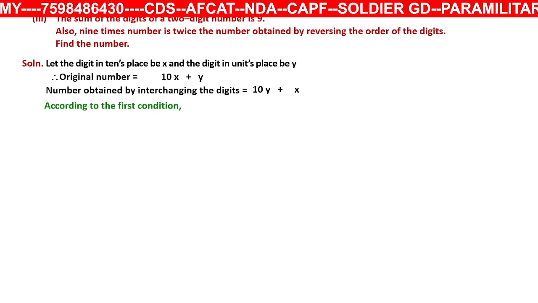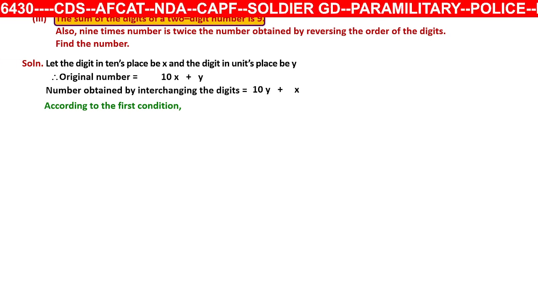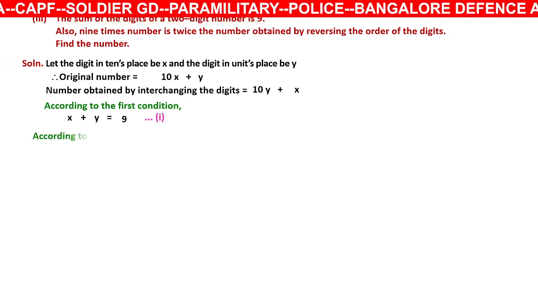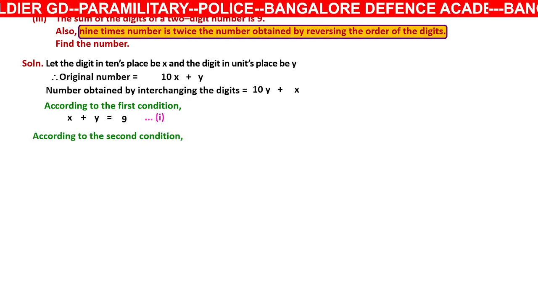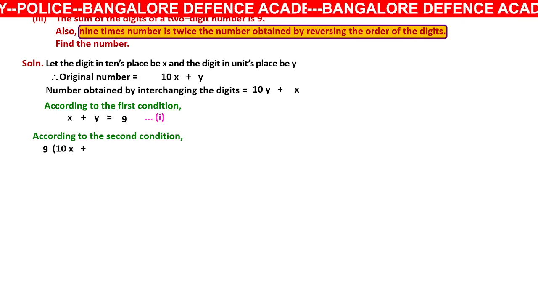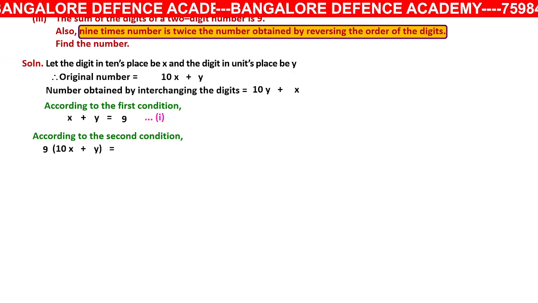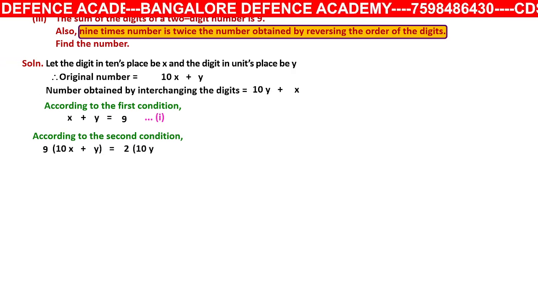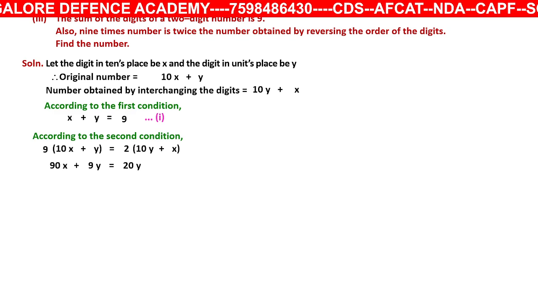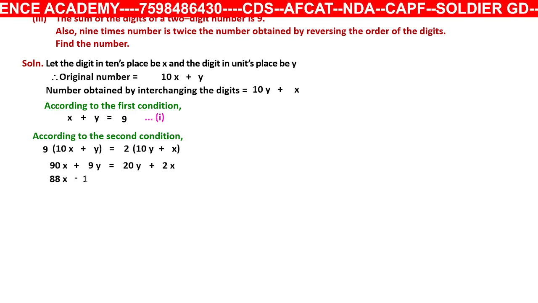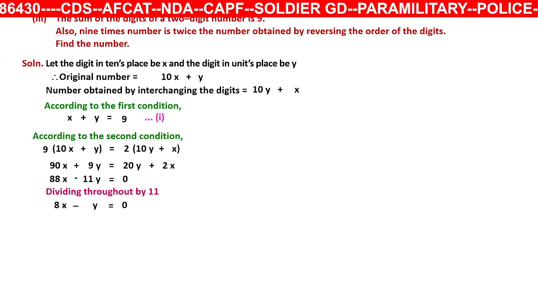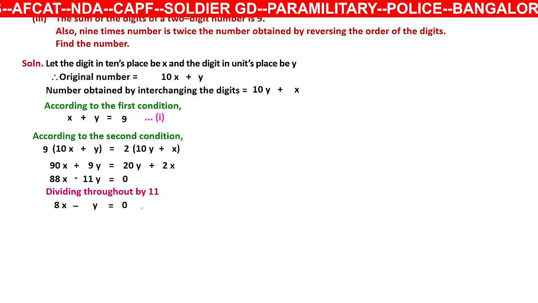Now, according to the first condition, the sum of the digits of the 2-digit number is 9. That means when I add x plus y, it becomes 9. Now according to the second condition, 9 times the original number becomes twice the number when I reverse it. So when I solve it, it becomes 9 times 10x plus y, that is 90x plus 9y, is equal to 20y plus 2x. When I simplify this equation, I get 8x minus y is equal to 0, and I'm going to take this as equation number 2.